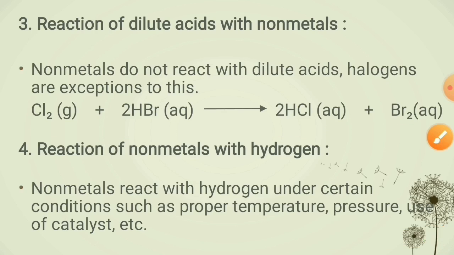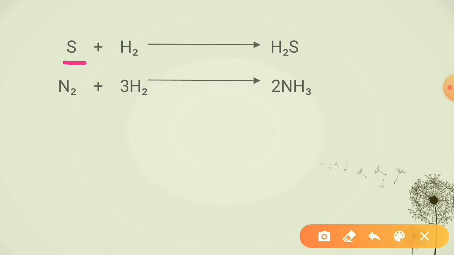Fourth is the reaction of non-metals with hydrogen. Non-metals react with hydrogen under certain conditions such as proper temperature, pressure, use of a catalyst, etc. Here you can see sulfur reacting with hydrogen to give hydrogen sulfide, and nitrogen reacting with hydrogen to give ammonia.